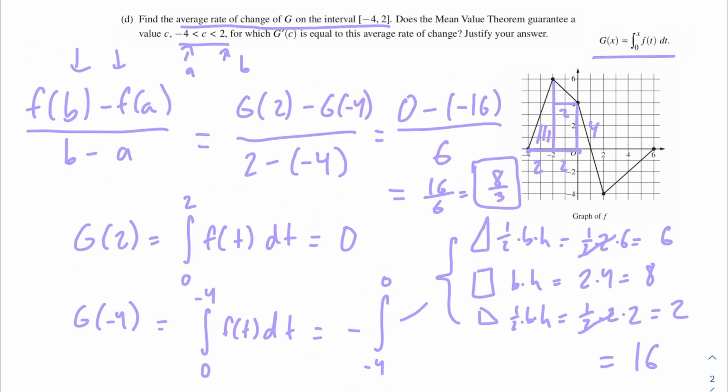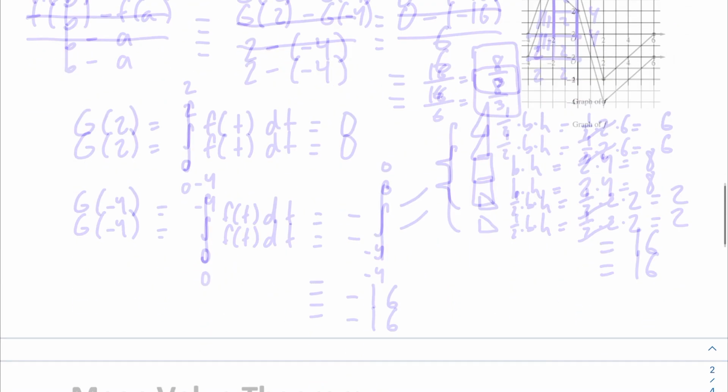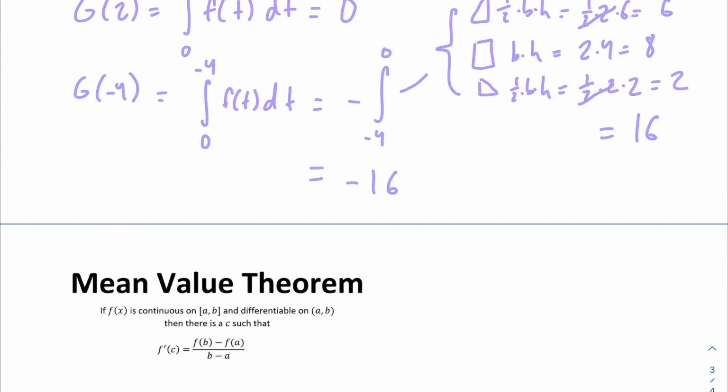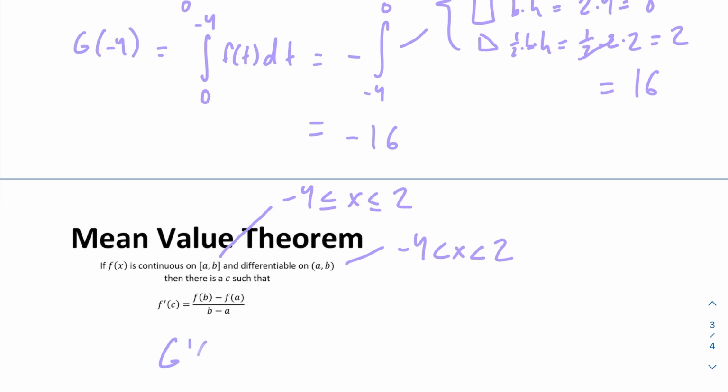Now we need to actually use the mean value theorem to see if we can guarantee that value for which there is some g prime of c equal to this rate of change. So our mean value theorem says that if f of x is continuous, like this, and if it's differentiable, like this, then there has to be some c such that g prime of c is equal to g of b minus g of a over b minus a, which we found was 8 over 3.